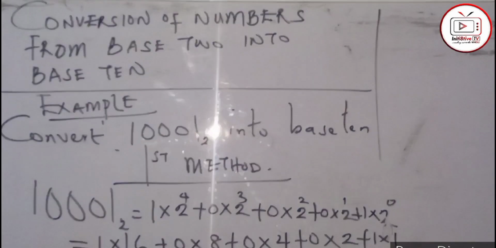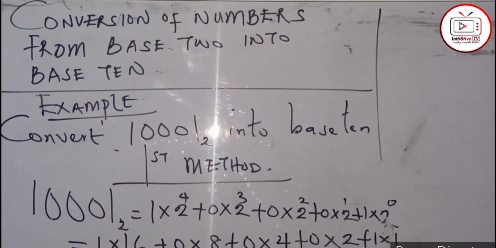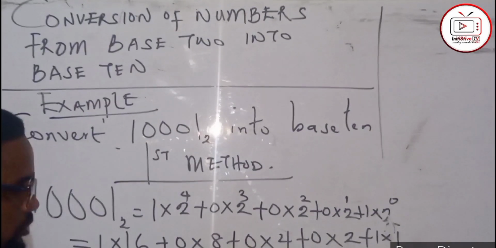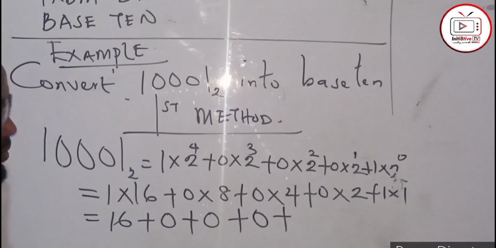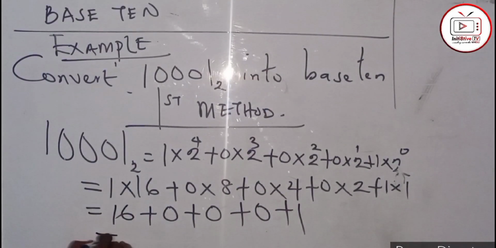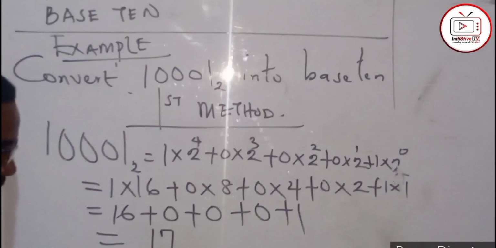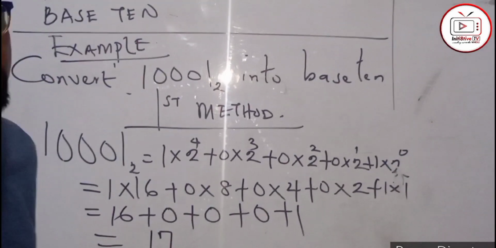Alright, from here I have equal to 1 times 16 is 16, plus 0 times 8 is 0, plus 0 times 4 is 0, plus 0 times 2 is 0, plus 1 times 1 is 1. Adding this together gives me 17 in base 10. That is the first method.